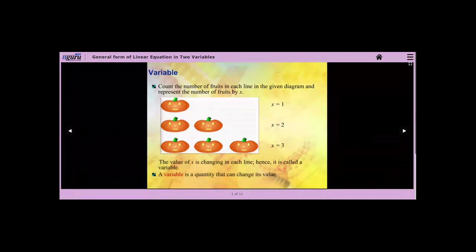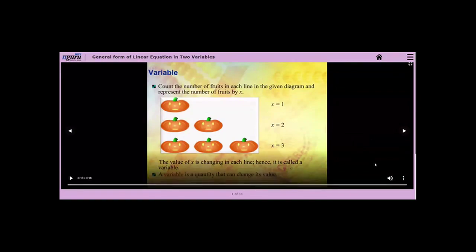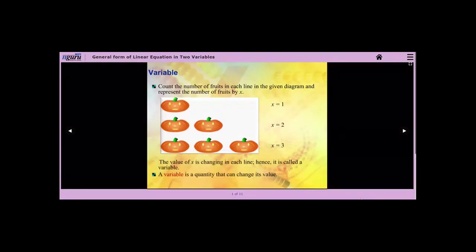Count the number of fruits in each line in the given diagram and represent the number of fruits by x. The value of x is changing in each line. Hence, it is called a variable. Therefore, a variable is a quantity that can change its value.